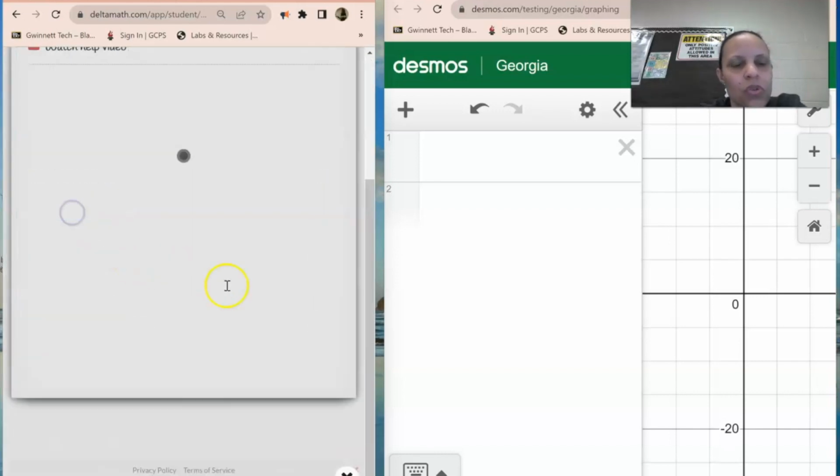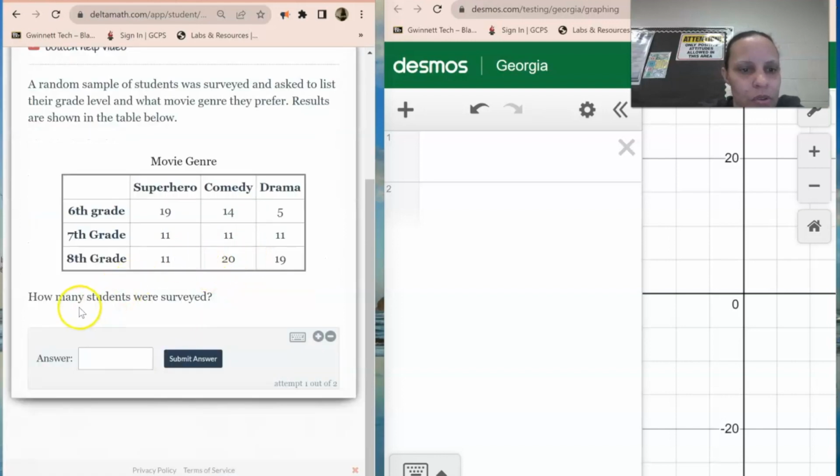All right, interpret two-way tables. All right, so how many students were surveyed? So this is how many students in the 6th grade like superhero movies? How many students in the 6th grade like comedy? How many students in the 6th grade like drama? How many in the 7th like superhero? How many in 7th like comedy? How many in 7th like drama? How many in 8th like superhero? How many in 8th like comedy? And how many in 8th like drama? All right, so your totals.